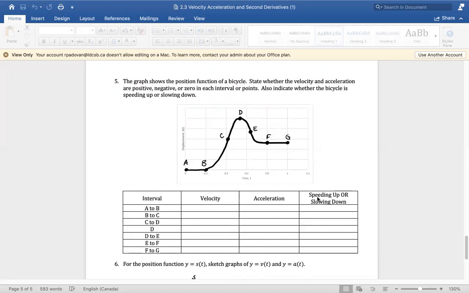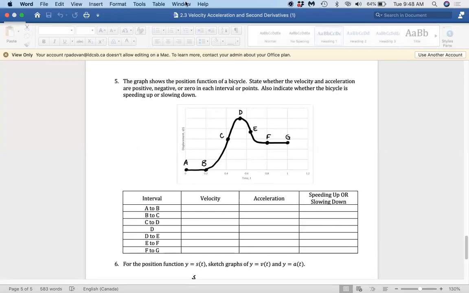So again, in order to find out if I'm speeding up or slowing down, I need to take a look at if my acceleration is positive or negative. And remember, I need to compare my velocity with my acceleration. If the signs are the same, then I'm speeding up. And if the signs are different, right, then I'm slowing down. But I'll let you go back and take a look at that, and we'll come back to this.